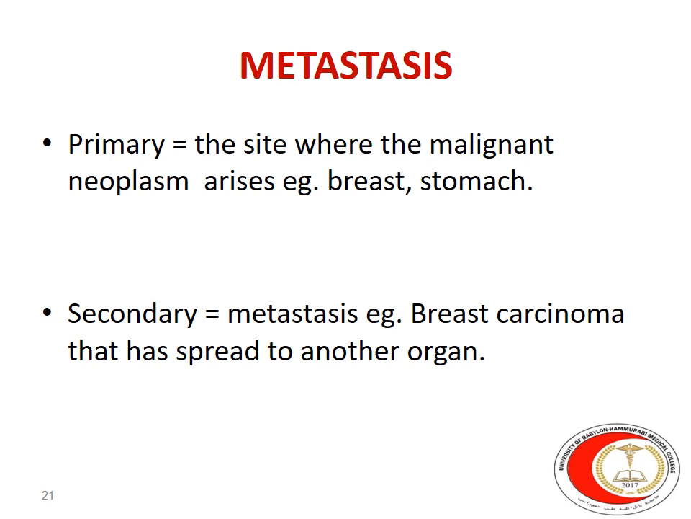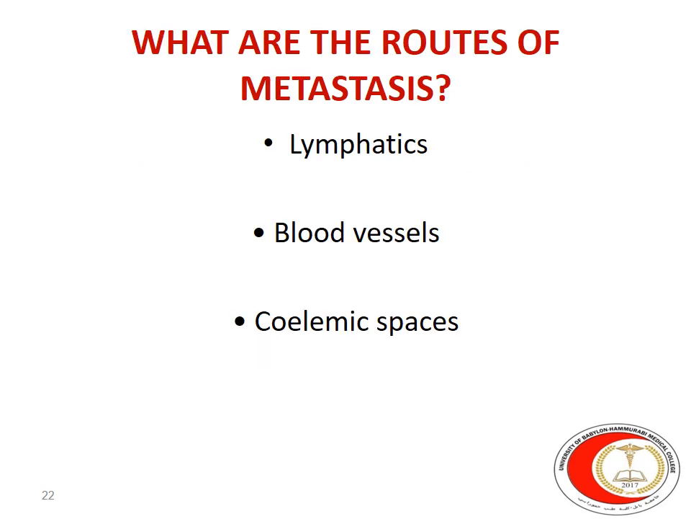So these terms are very important in neoplasia. Primary is the site of a primary tumor. Secondary, you should be familiar with the term secondary. When I say secondary, note that this is a metastatic focus, remote from the primary site. What are the routes of metastasis? Either lymphatics, blood vessels, or coelomic spaces. What I mean by coelomic spaces is the pleural cavity, peritoneal cavity, the body cavities. All of these we call coelomic spaces.